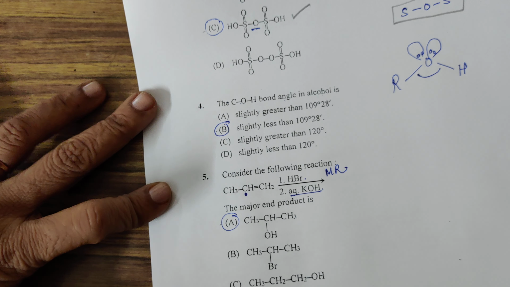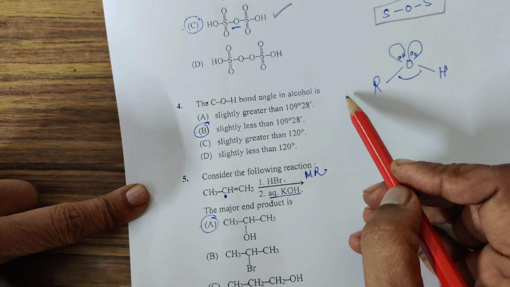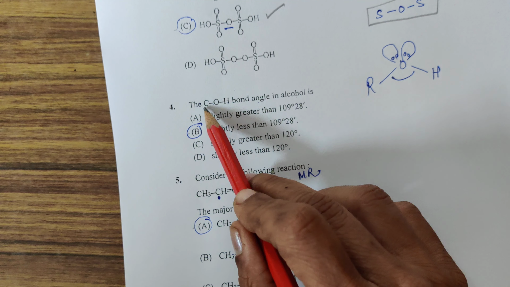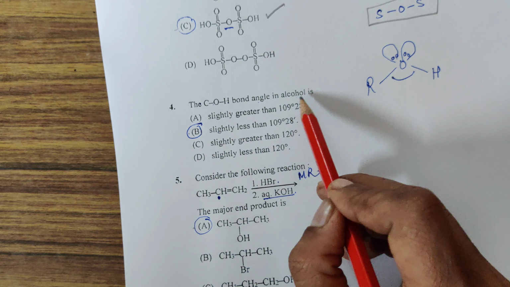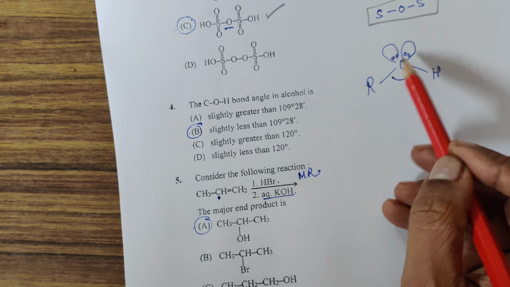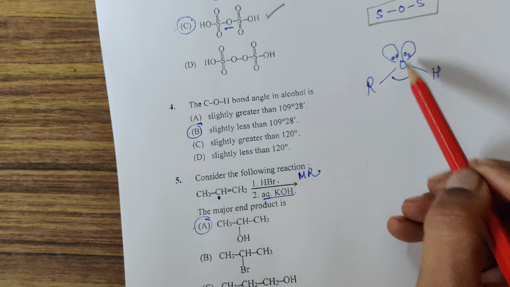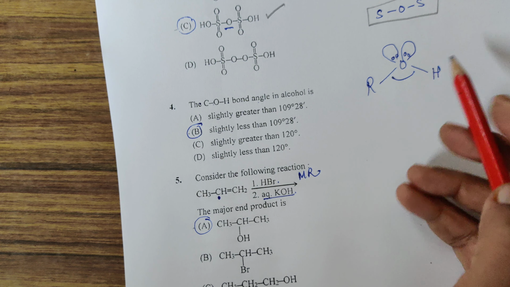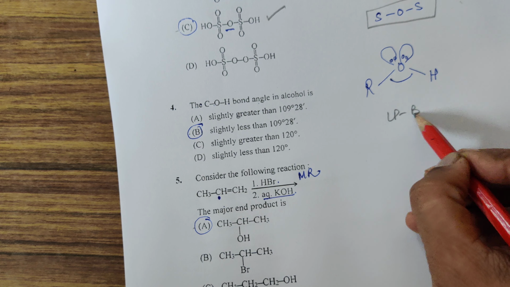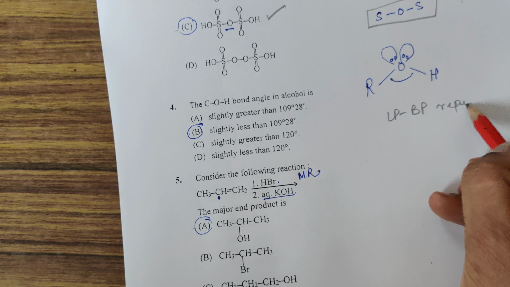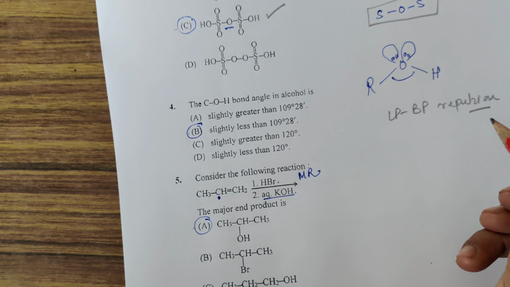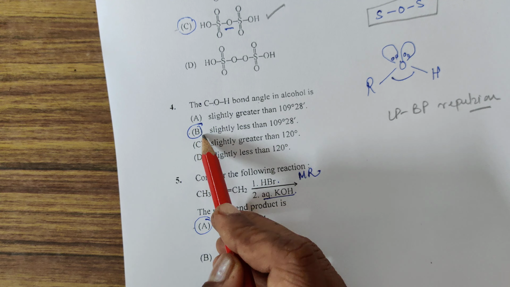Moving to question number 4. In the question number 4, you have the angle of C-O-H angle in case of alcohol. R-O-H is the angle. You draw it as a bent shape owing to the presence of lone pairs, and these lone pairs do not allow this angle to be the tetrahedral angle. There is a lone pair bond pair repulsion, which causes the angle to be less than tetrahedral. So your answer should be the B part.